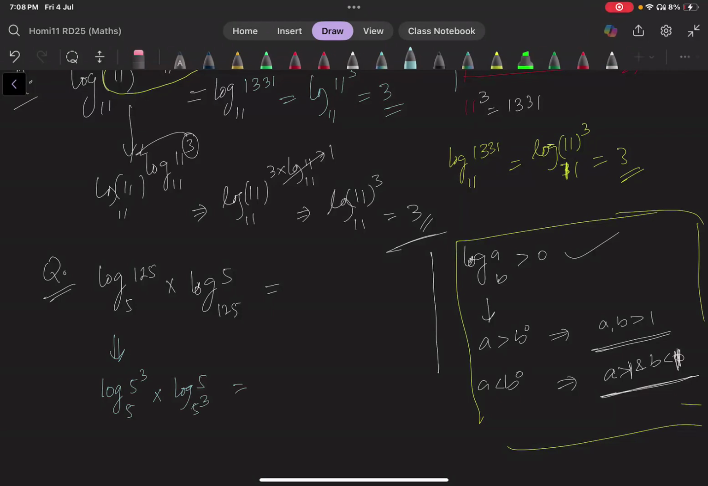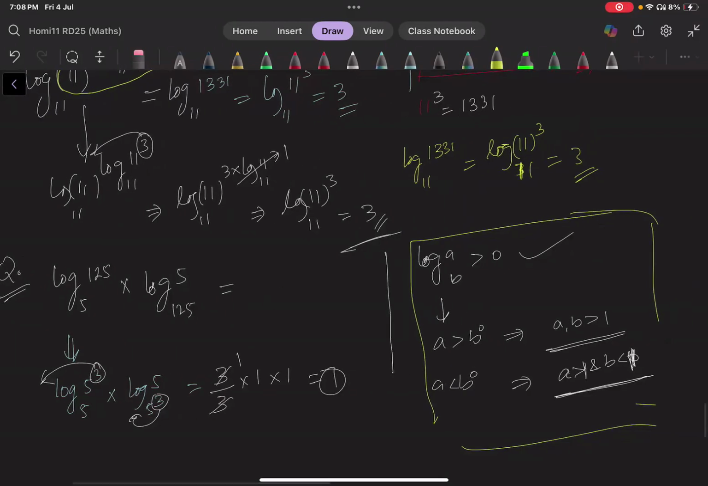And then we can just take exponents outside. We can take 3 outside from here and 3 outside from here. But this 3 will go in numerator, this 3 will go in denominator. And log 5 to the base 5 will be 1. Second is also 1. 3 into 1 over 3 is 1. So it is going to be 1, right?